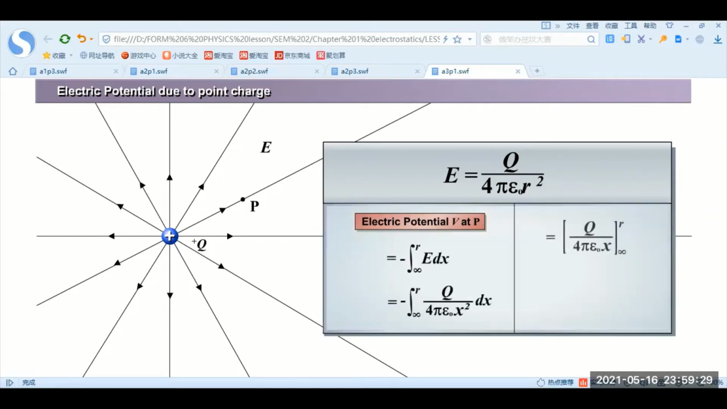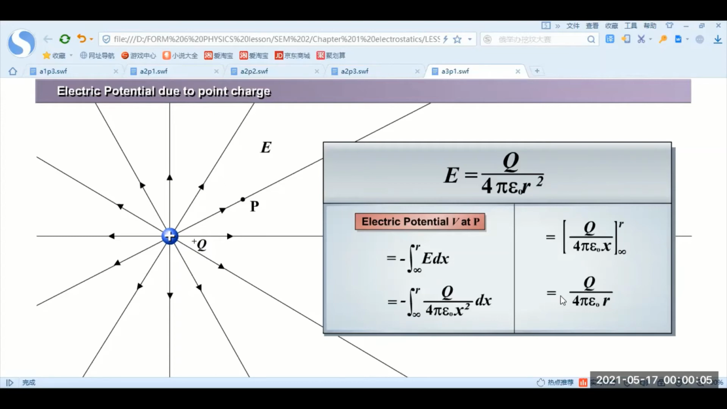As a result, if the electric field strength is equal to Q over 4 pi epsilon R squared, then the electric potential V at point P will be the negative integration of E dx, right? So at the end, we get Q over 4 pi epsilon R. So the electric potential V will be Q over 4 pi epsilon R. Just now I said that it is per charge, right?